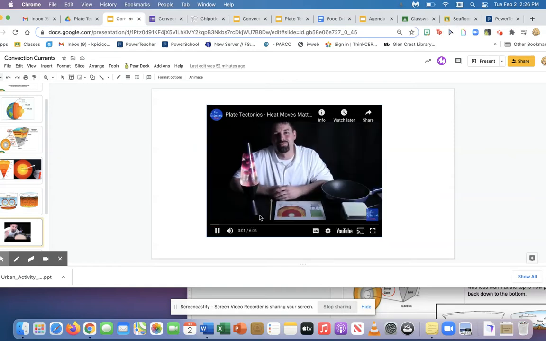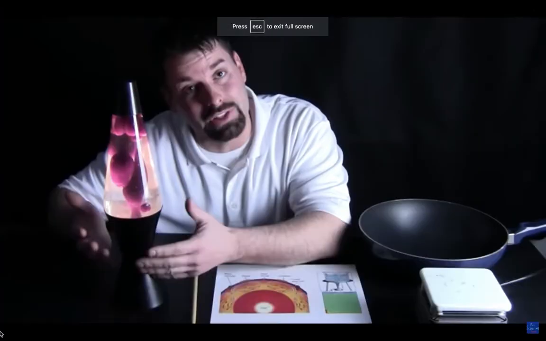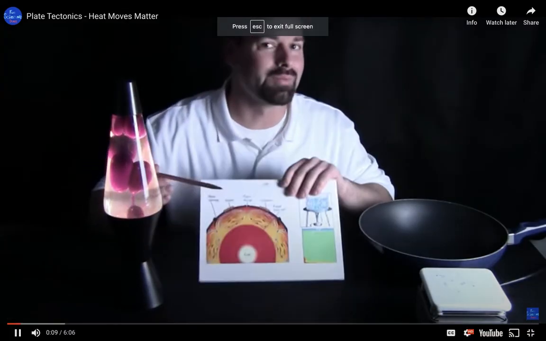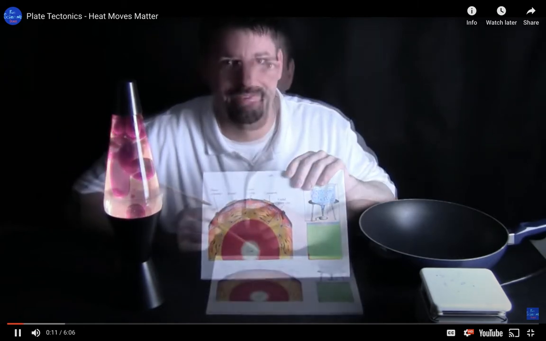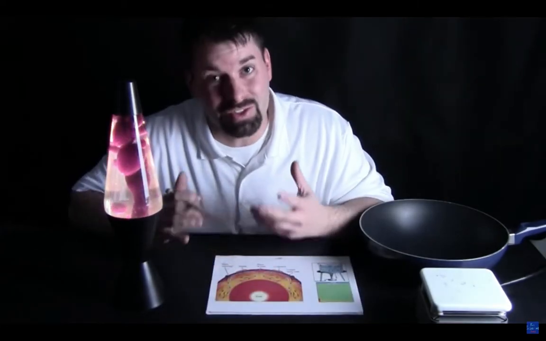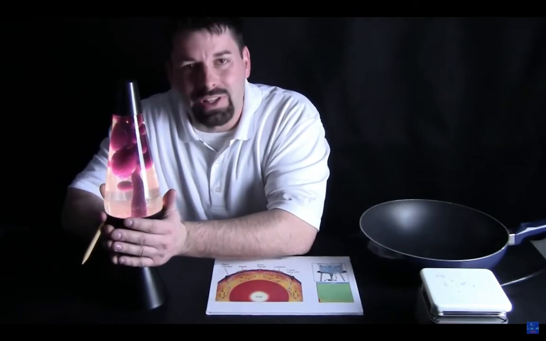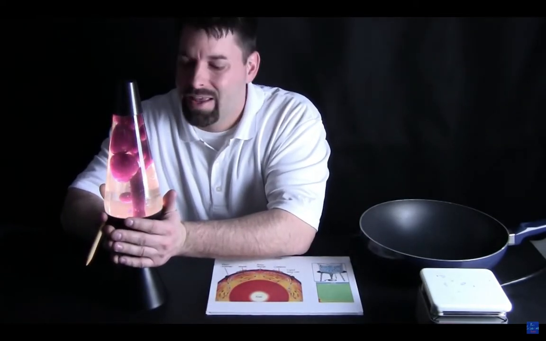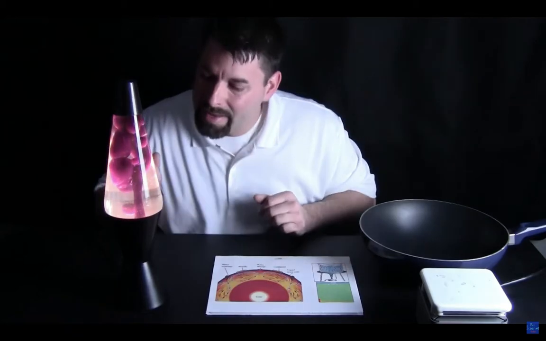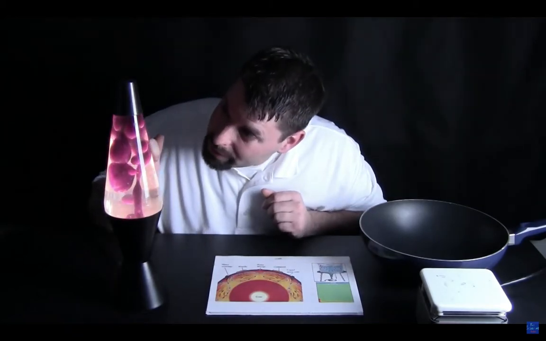Hi, I'm Jared. Welcome to Fun Science Demos. The big idea today is that heat moves matter. Heat moves matter in this lamp, and heat moves matter in our Earth. So let's take a look at this lamp and see heat move matter. You can't see it, but there's a light bulb here, and it's hot. It gives off lots of heat, and that heat heats up this purple wax. You can see it.